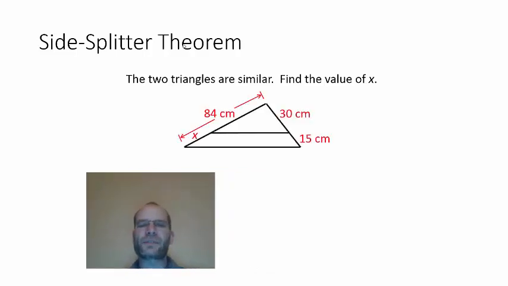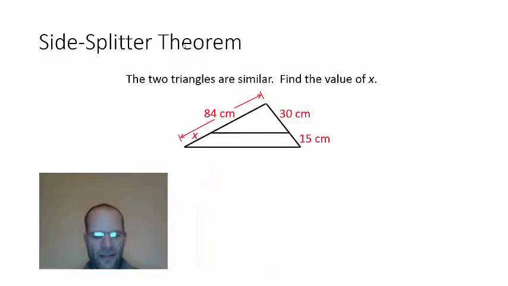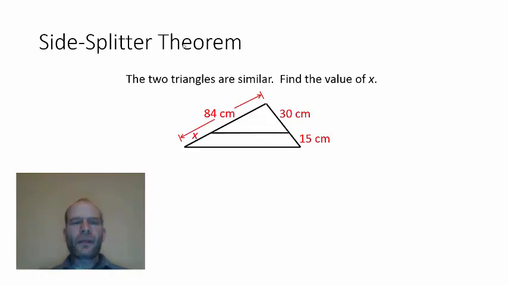As the two triangles below are similar, find the value of x. So these are the two triangles. We have one smaller triangle and one larger triangle. We're trying to find the value of x here. In a couple ways we can do that.